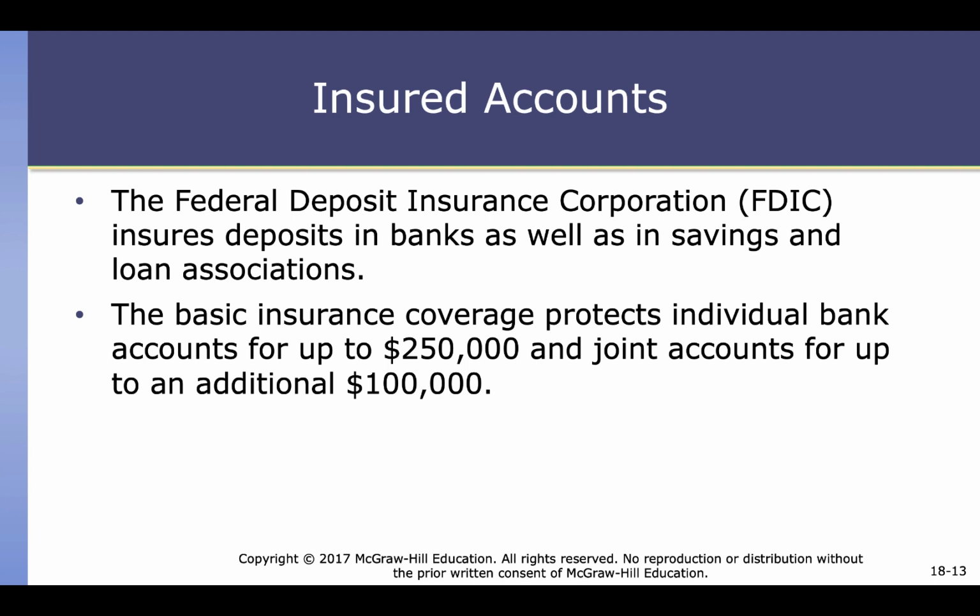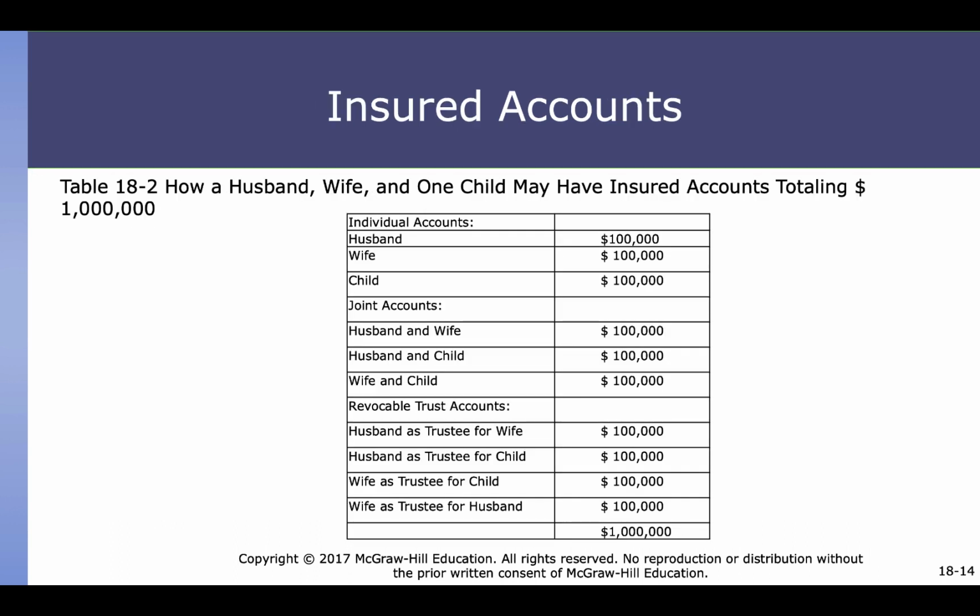All right, so you've probably all heard of the FDIC, the Federal Deposit Insurance Corporation. They insure deposits in banks. As you probably know, in the 20s when the banks failed, people lost all their money. There was a run on the bank, right? And people lost their money. Well, the FDIC now insures deposits to ensure that doesn't happen again. And that basic insurance coverage protects individual bank accounts up to $250,000 and joint accounts for up to an additional $100,000, so up to $350,000 on joint accounts.